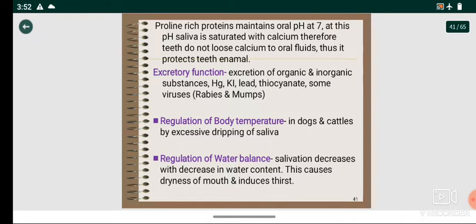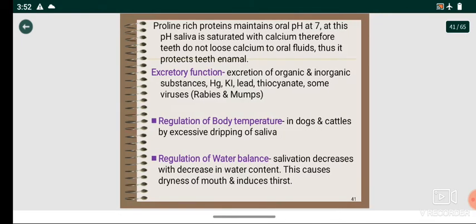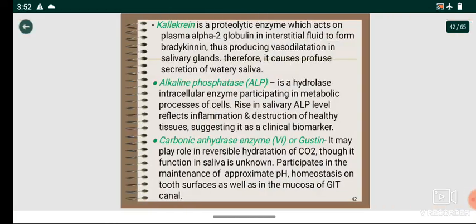balance in the body, and it is quite evident whenever there is a condition of dehydration, the first symptom appears in the oral cavity, that is the dryness of the oral cavity, just because of the decreased secretion of the saliva. Thus it maintains the water balance within the body. So regulation of water balance is another function of the saliva. Salivation decreases with decrease in water content, and this causes dryness of mouth and induces thirst.